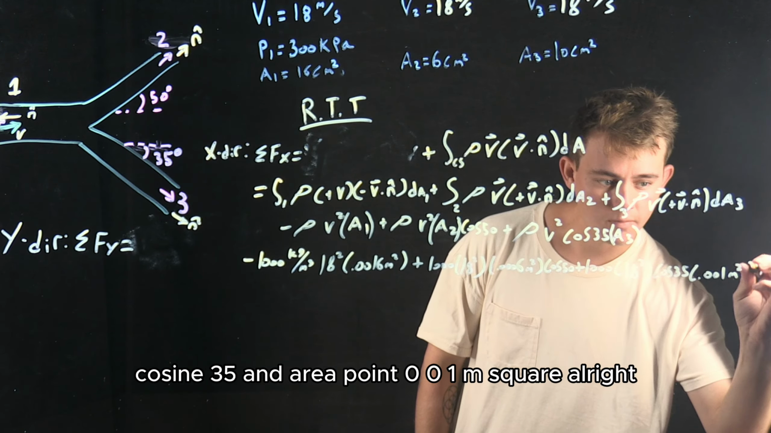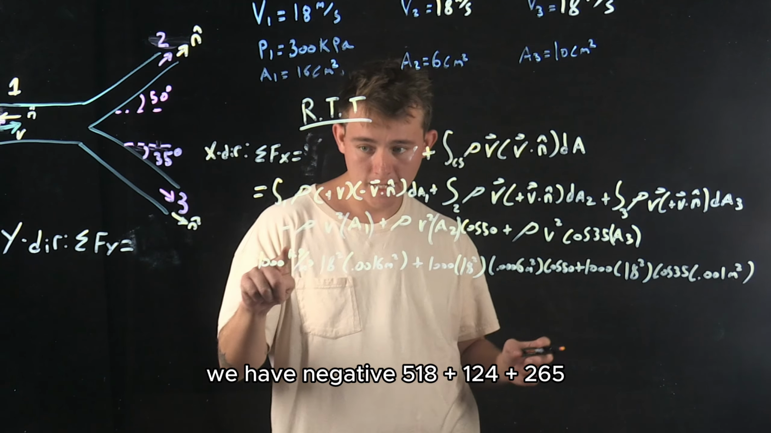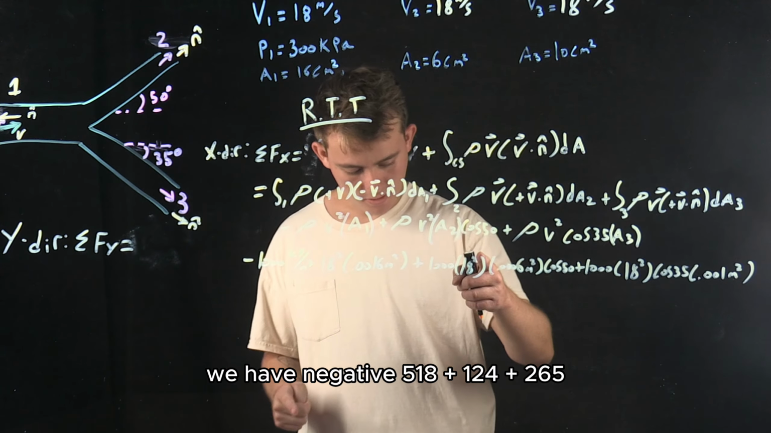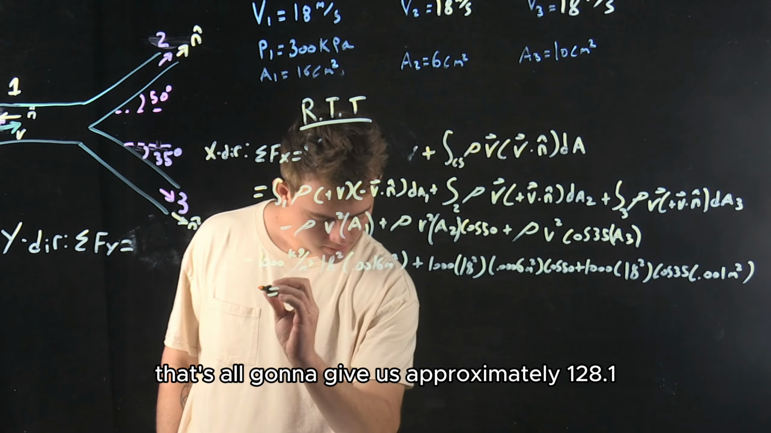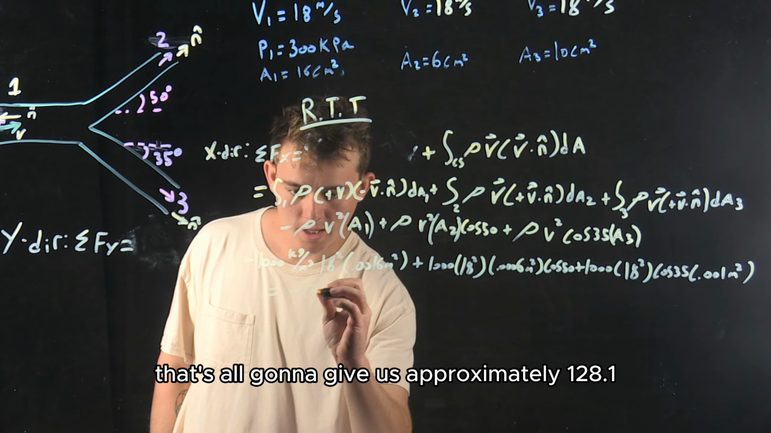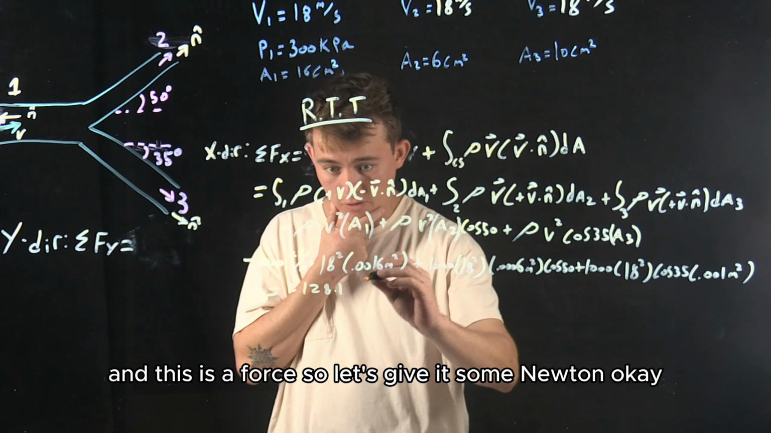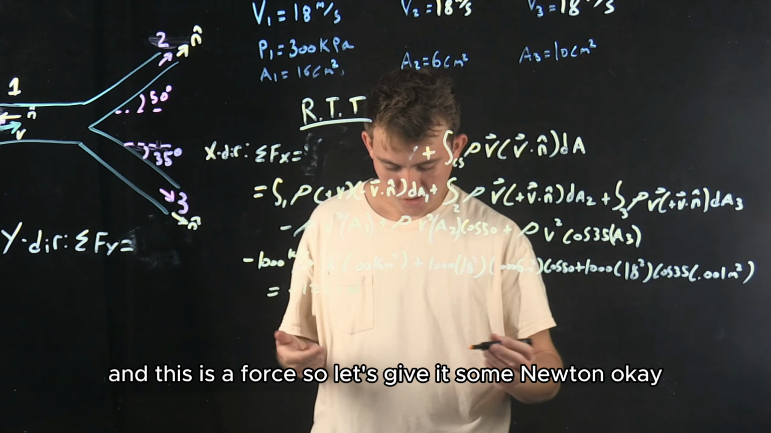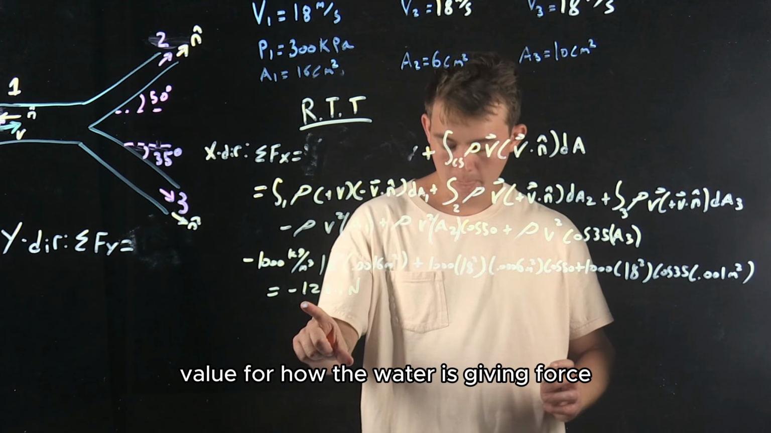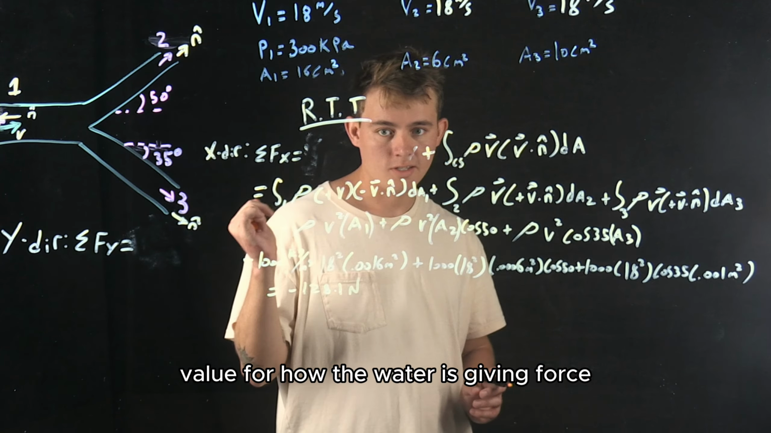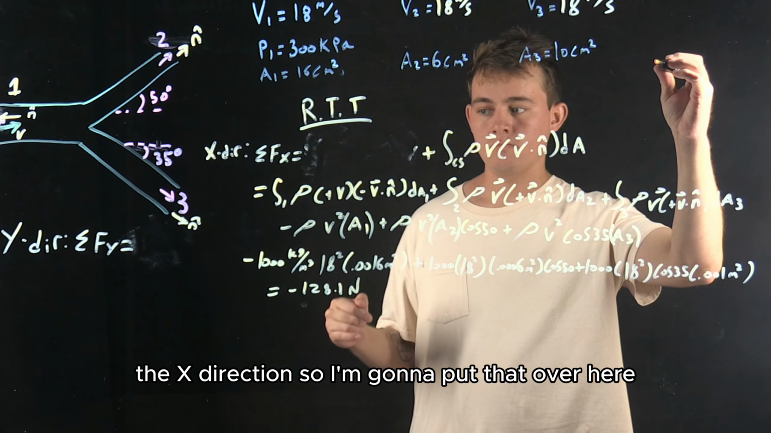All right, so if we sum those all up, we have negative 518 plus 124 plus 265. That's all going to give us approximately 128.1. And this is a force, so let's give it some newtons. Okay, so now we have that value for how the water is giving force in the x direction. So I'm going to put that over here.